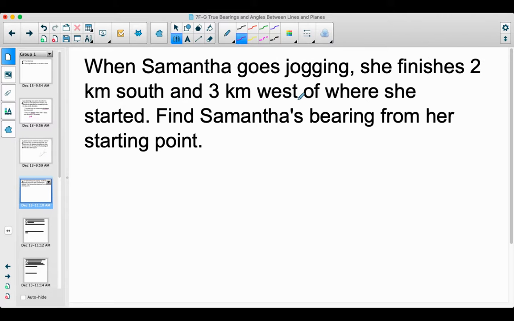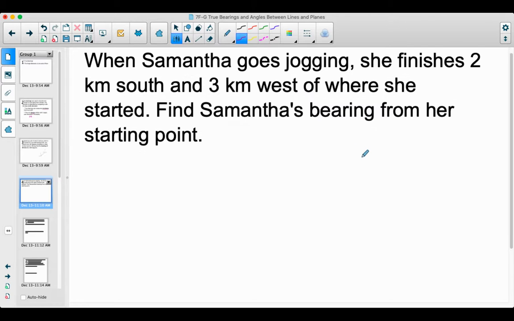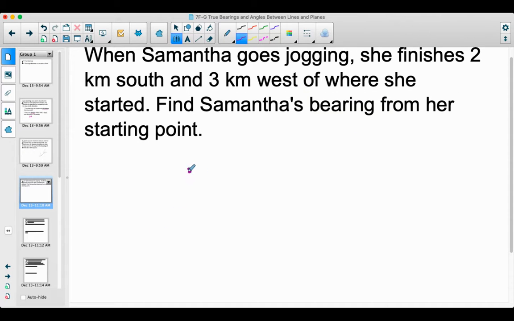Okay, so it says when Samantha goes jogging, she finishes 2 kilometers south and 3 kilometers west of where she started. So if we think about this as her start point, that is her start. She goes 2 kilometers south and 3 kilometers west, and that's where she finishes. It says find Samantha's bearing from her starting point. So this is going to be my bearing north, and it always has to go clockwise. So this is what we are finding, that entire angle there.